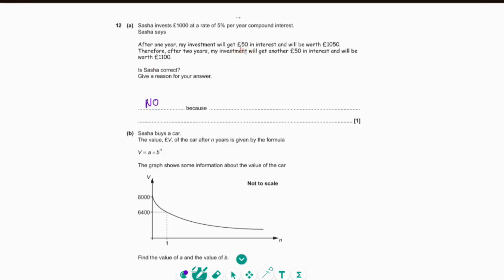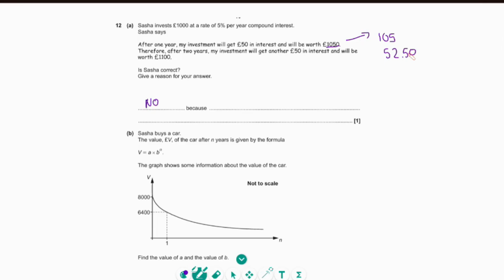Well, yes, after the first year it will be £1,050. But then it would be 5% of 1,050 to add on. So the amount changes every year because you're adding on the interest every year. So for the second year, 10% of 1,050 is 105. Half of 105 is £52.50. So that would be the amount of interest she gets for the second year.